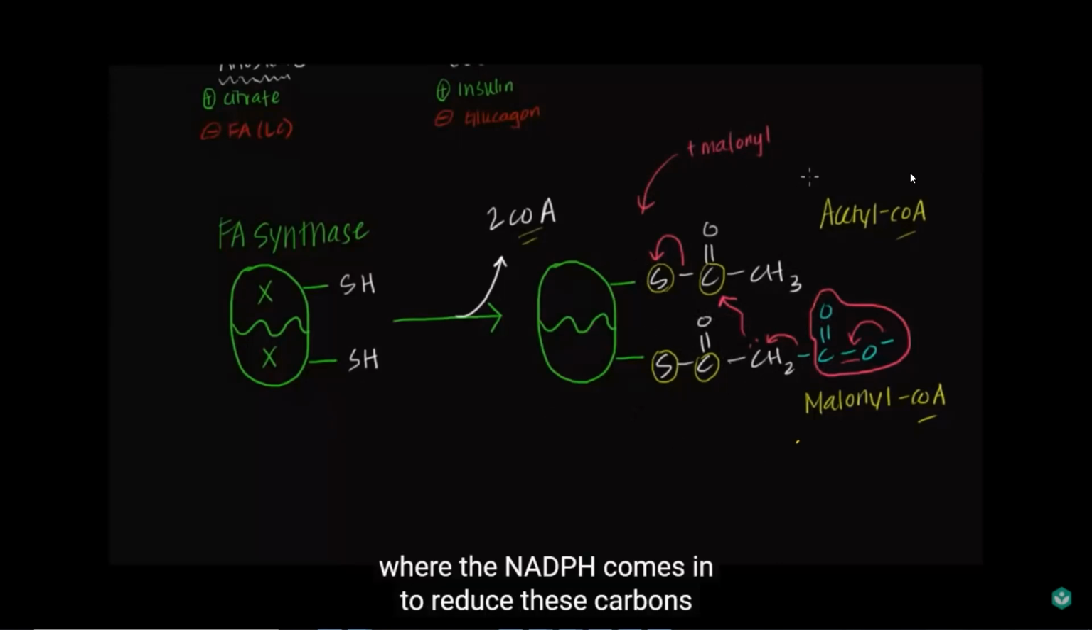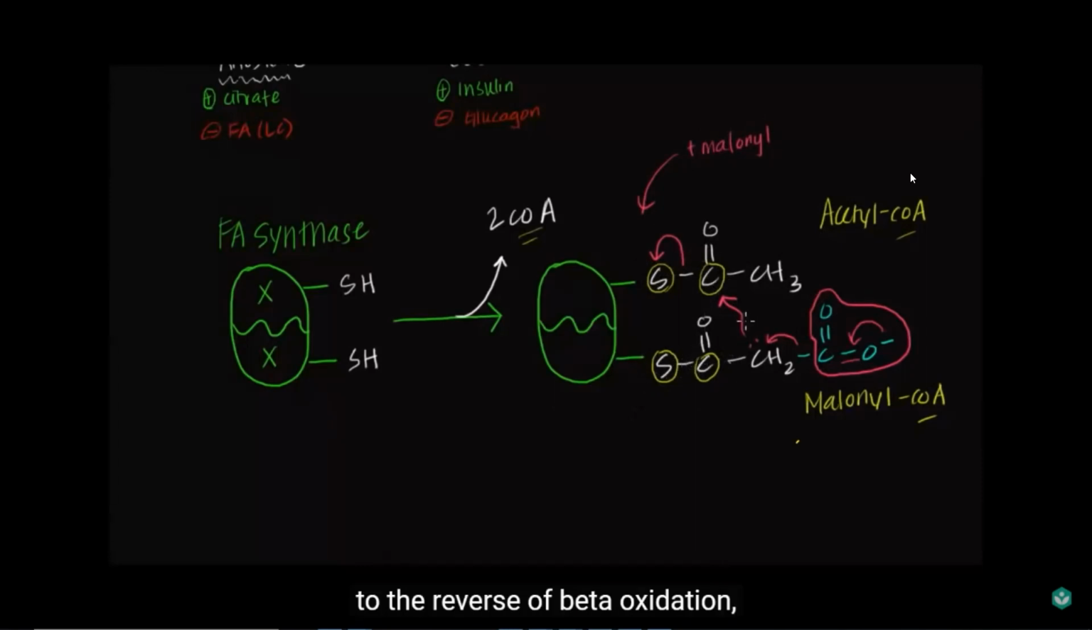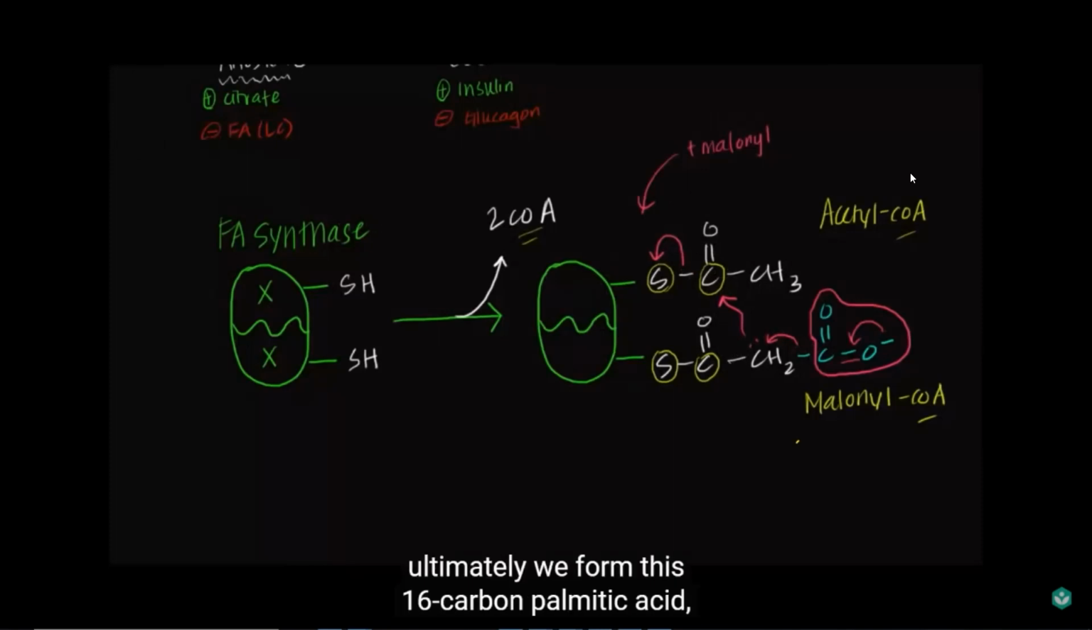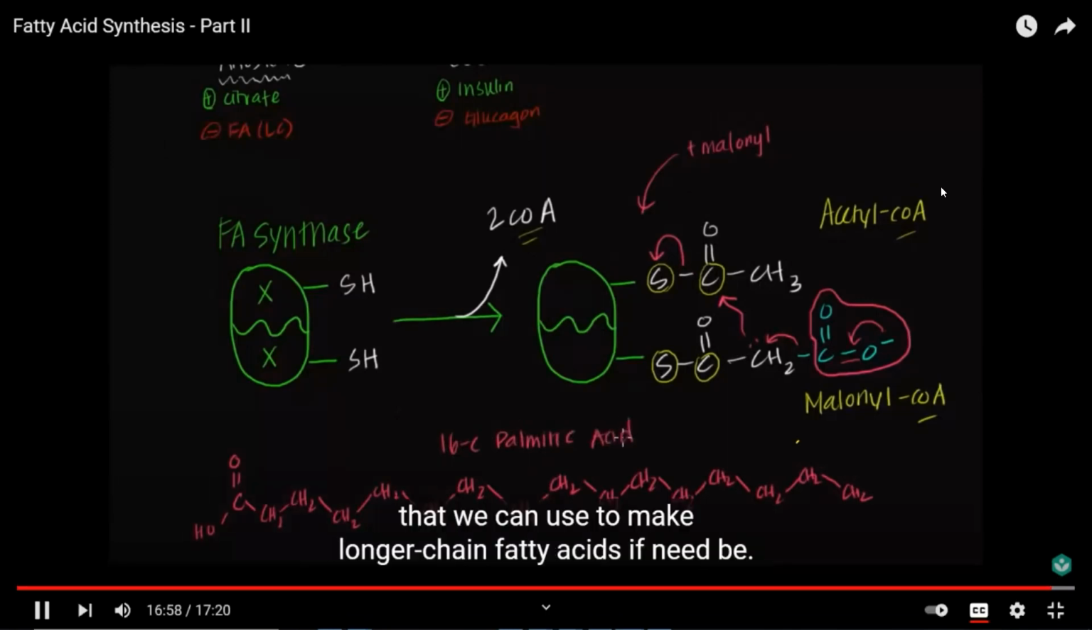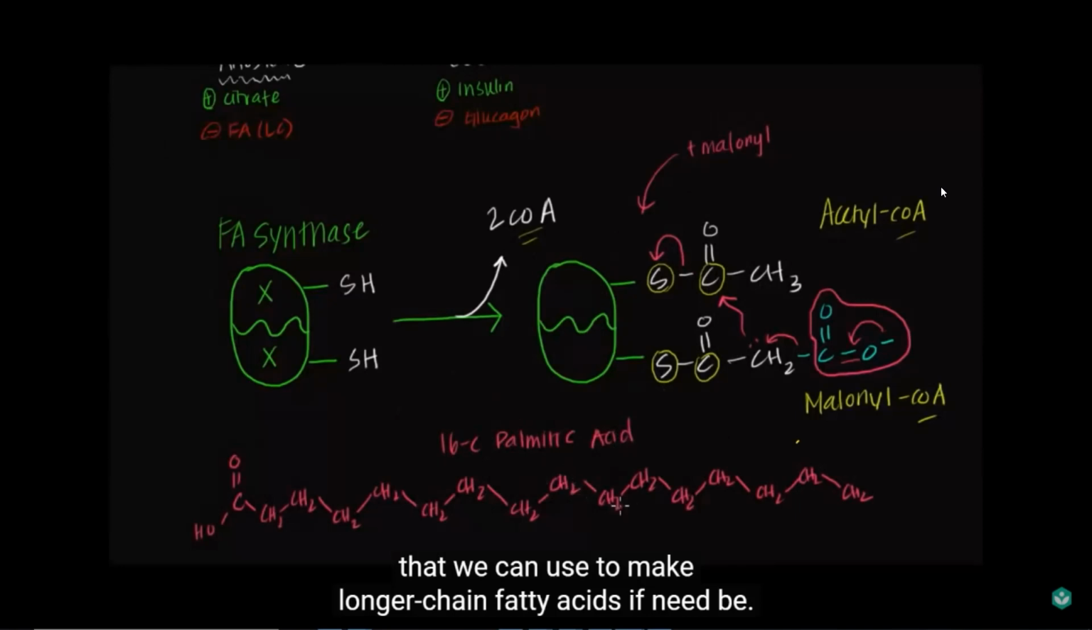Now, I know we haven't really covered where the NADPH comes in to reduce these carbons bonded to oxygen, or where there's a loss of water, but I will mention that it's quite similar to the reverse of beta oxidation, which you can take a look at as well. But ultimately, after we make this carbon bond, which I think is the most crucial part of fatty acid synthesis, and we reduce those carbons bonded to oxygens, we form this 16-carbon palmitic acid, which I've drawn the structure of below. It's a completely saturated fatty acid that we can use to make longer chain fatty acids if need be.